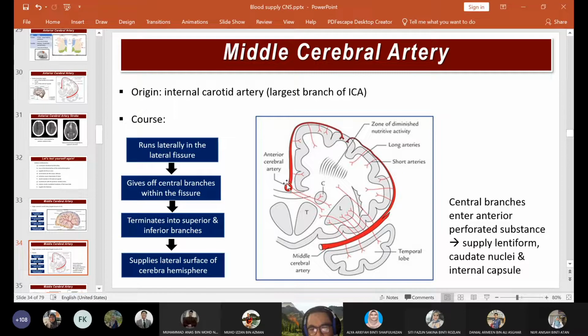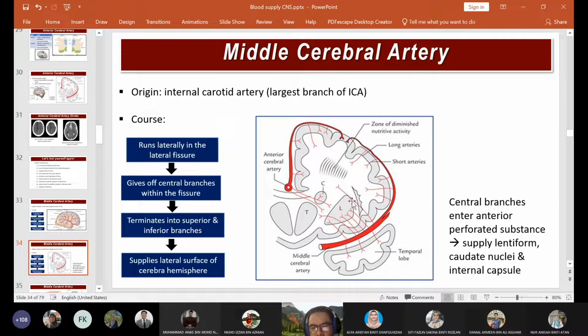So earlier, remember I was showing you the same picture. Anterior cerebral artery. This is your middle cerebral artery. This is a coronal section. So it goes, can you see? It's going to the lateral, going to the lateral, and then the other branch superiorly. And also the other branches supplying the lentiform, caudate nucleus, as well as the internal capsule.